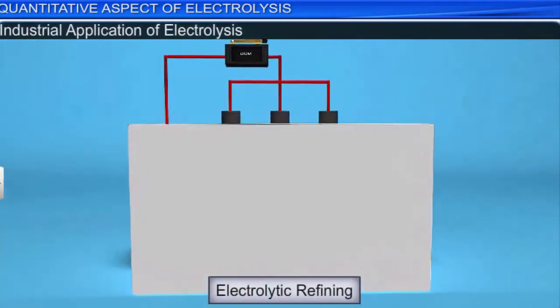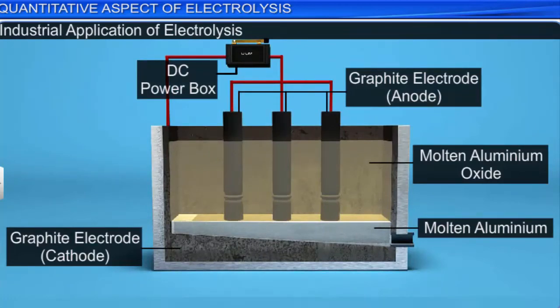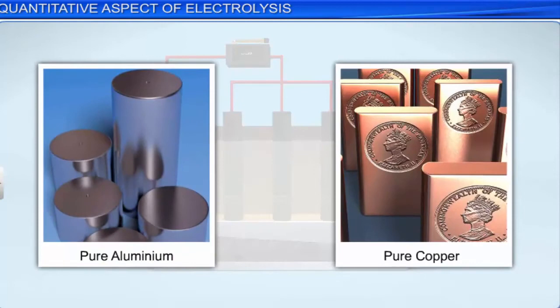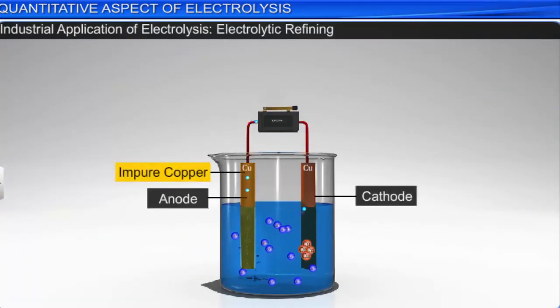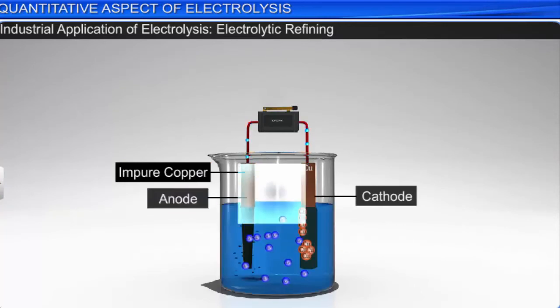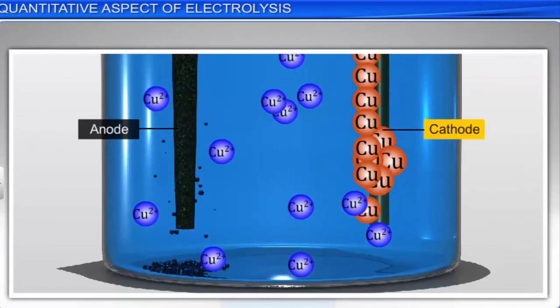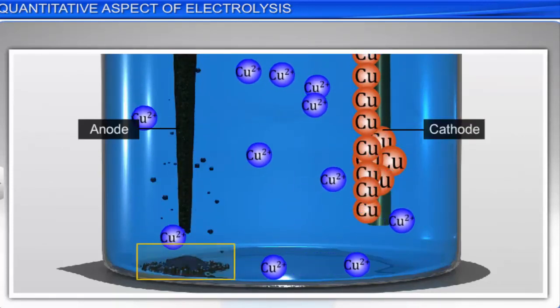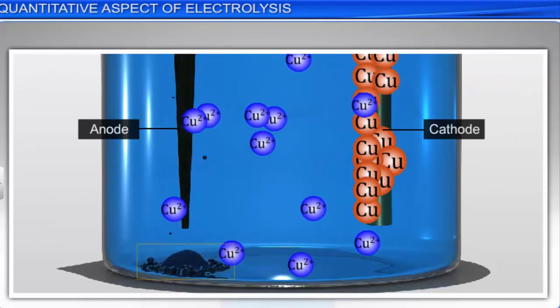For example, an impure sample of copper can be used as the anode. As the cell runs, pure copper is deposited on the cathode. Less reactive metals such as silver and gold and non-reactive impurities fall to the bottom as anode sludge. Similar processes are used to produce sodium, magnesium, aluminium, and other metals on large scales.